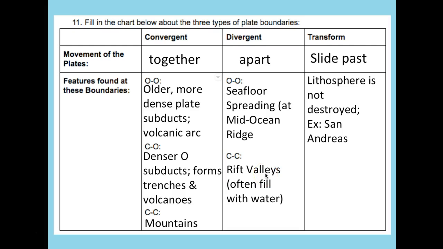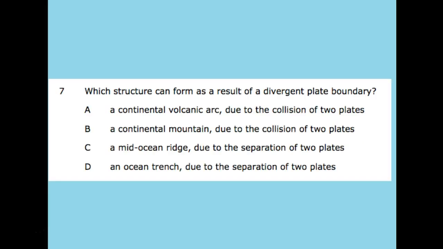So basically the land mass itself is pulling apart, and a lot of times those fill up with water. And then transform plate boundaries are just going to slide horizontally past one another, and it's not going to be destroying material. It's not causing subduction to occur. They're just sliding past one another, and the San Andreas Fault is an example of that.